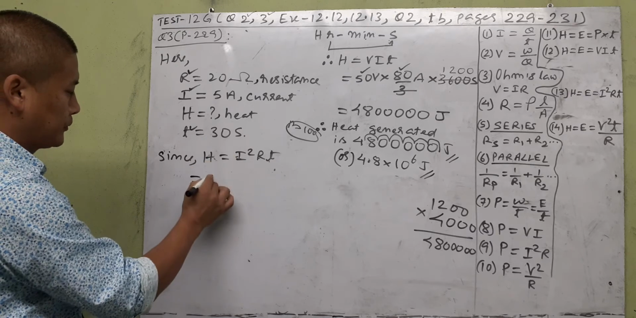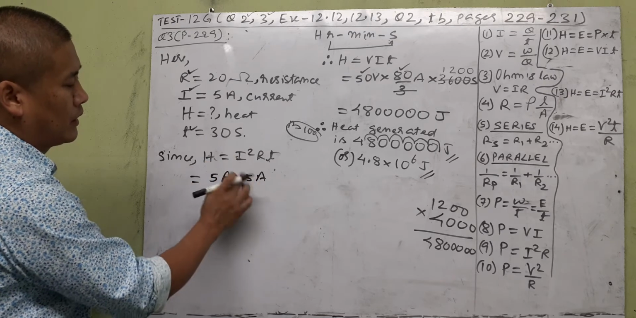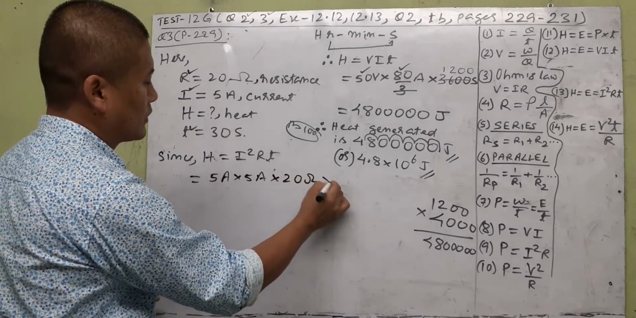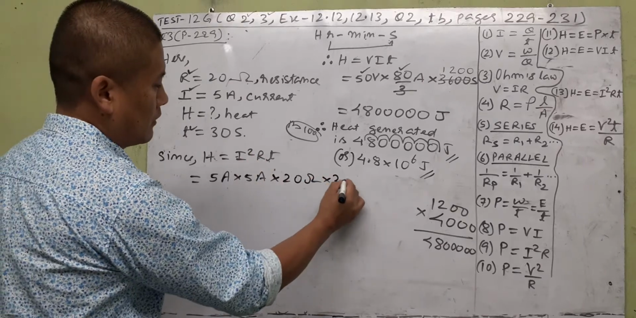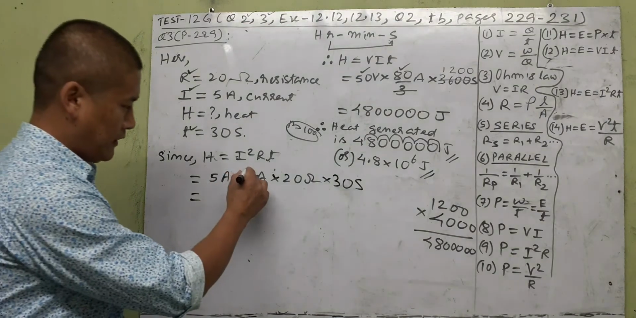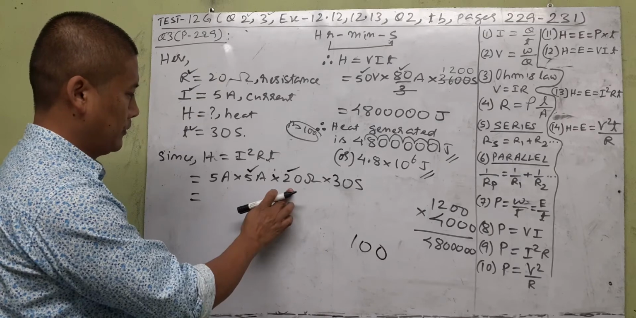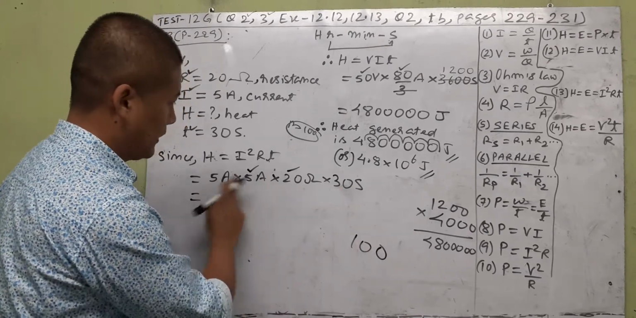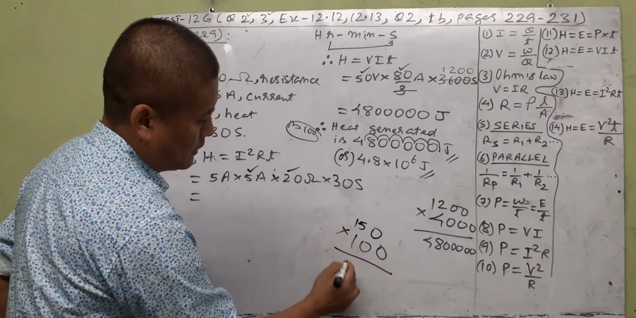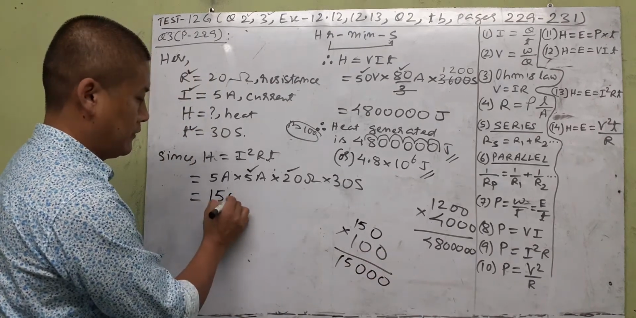I square means 5 ampere into 5 ampere because it is square. So 5 ampere into 5 ampere 2 times. R is 20 ohms into T is 30 seconds. So it's just a matter of multiplying it smartly. 5 2s are 10 is easy, I think. Then 1 0 means 100. These 2 gone. 5 6s are, 5 3s are 15. Then here 1 0. So we multiply, 1 into 15. 15, 1 2 3. So 1 5 0 0.